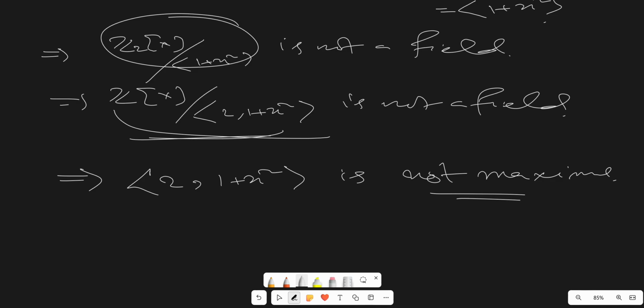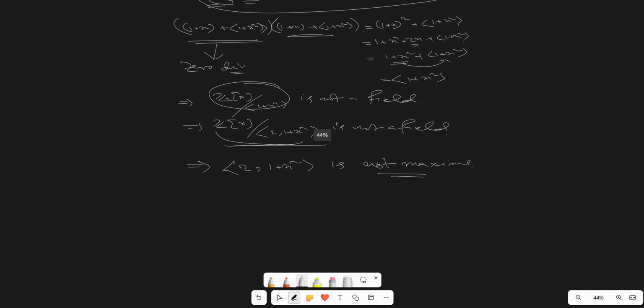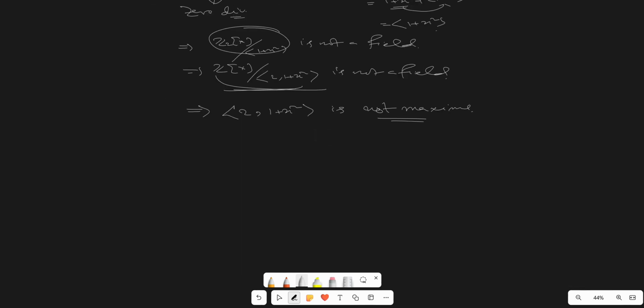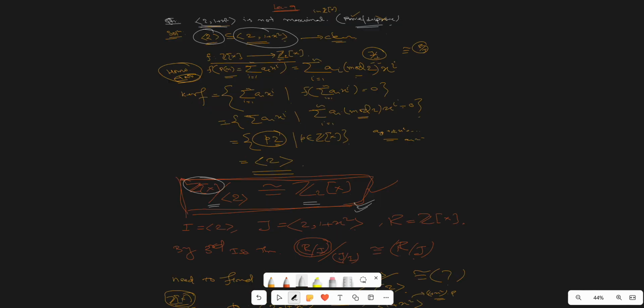Are you getting my point? I am solving one question. Can you see how complicated the situation can be? Can you see the proof now? So this proves that the ideal generated by 2 and 1 plus x square is not maximal in Z[x]. So this is one question I am solving.